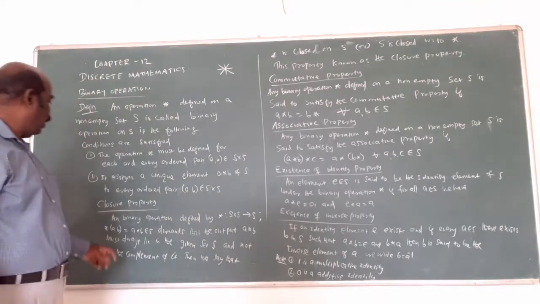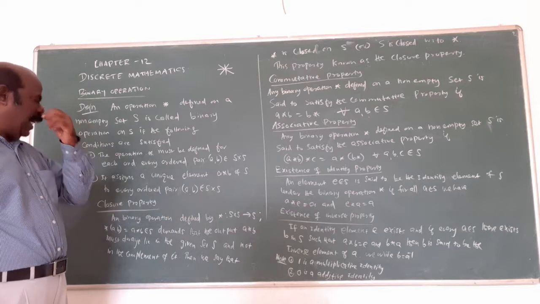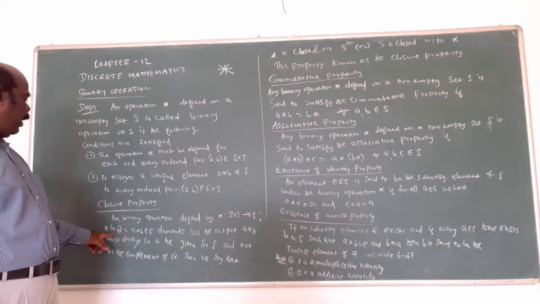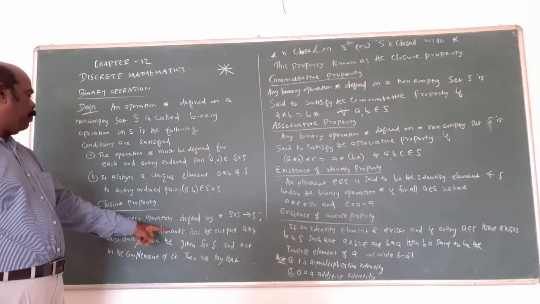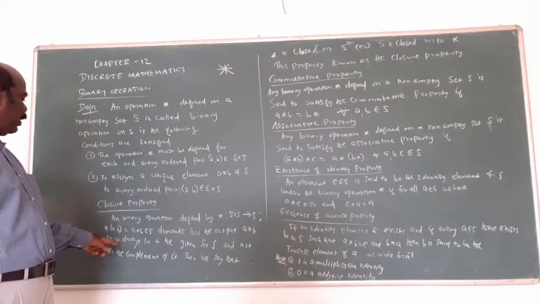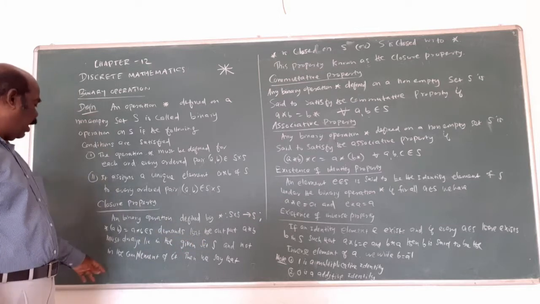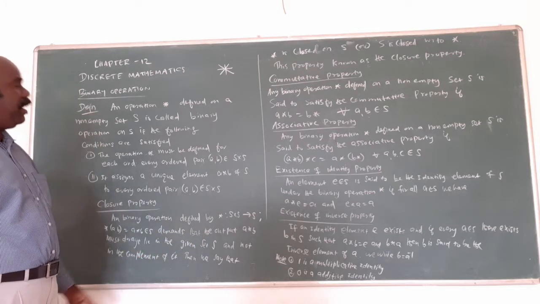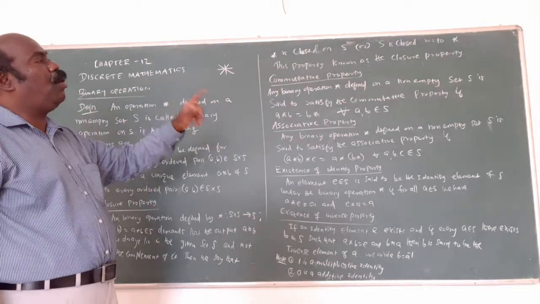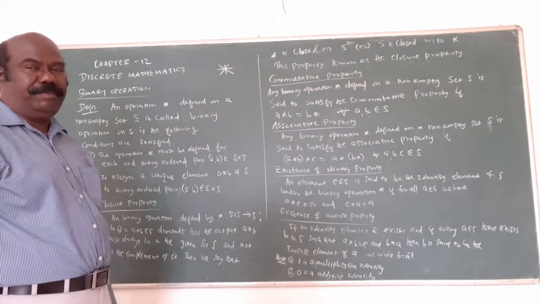First one, closure property. A binary operation star defined from S cross S to S. If a star b equals some element of S, then the demand is that the output a star b must always lie in the given set S and not in the complement of it. Then we say that star is closed on S, or S is closed with respect to star. This property is known as the closure property.